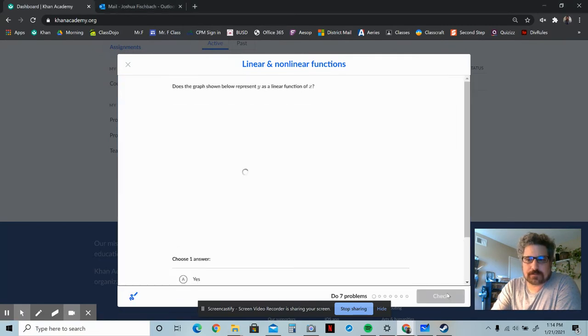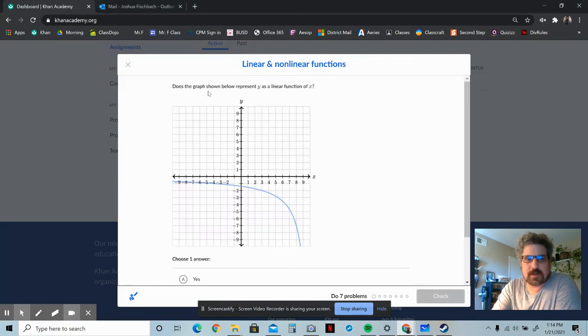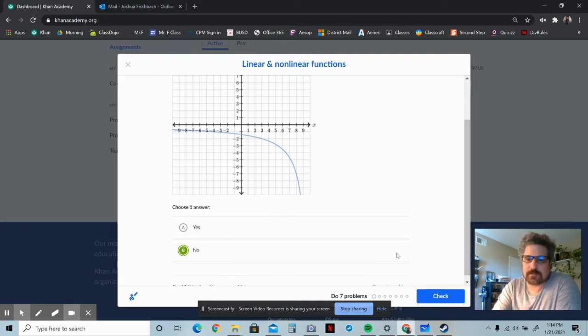Let's go. So it says, does the graph shown below represent y as a linear function of x? Well, a linear function means it has a constant rate. So as you increase x by 1, y is always increased by the same amount. So if you guys can see here, this is a curve. And as you increase x, it's getting steeper and steeper and steeper. The rate's not staying constant. So this is not a linear function. So this would be a no. It's a curve.